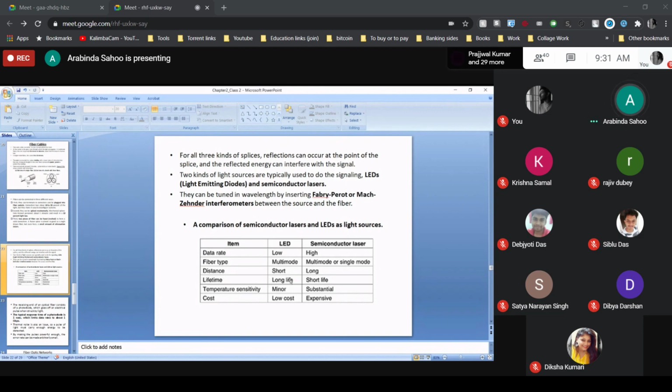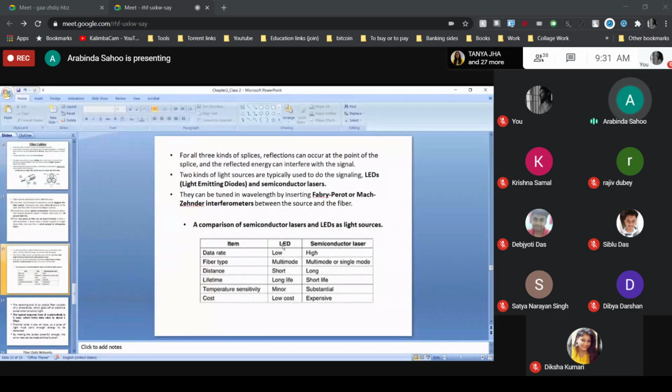Similarly, if you compare the distance, in the case of LED, the light source can travel a short distance without attenuation, but the semiconductor laser can travel a long distance in the fiber. And if you compare the lifetime, the LED has a long life and the semiconductor laser has a short life.